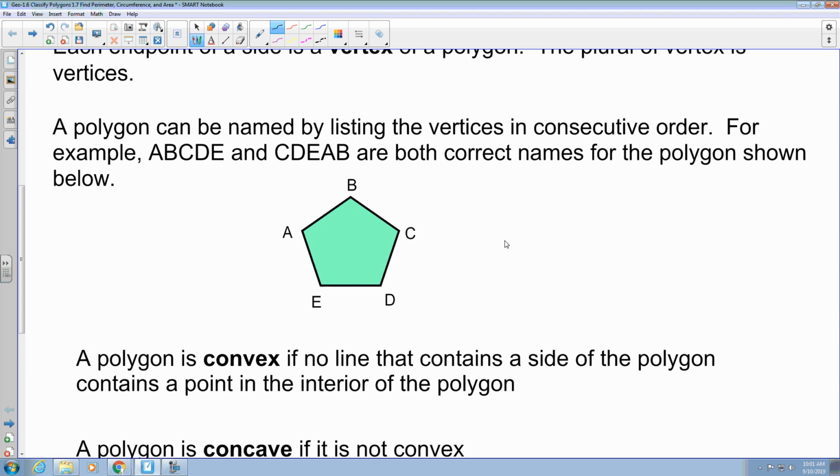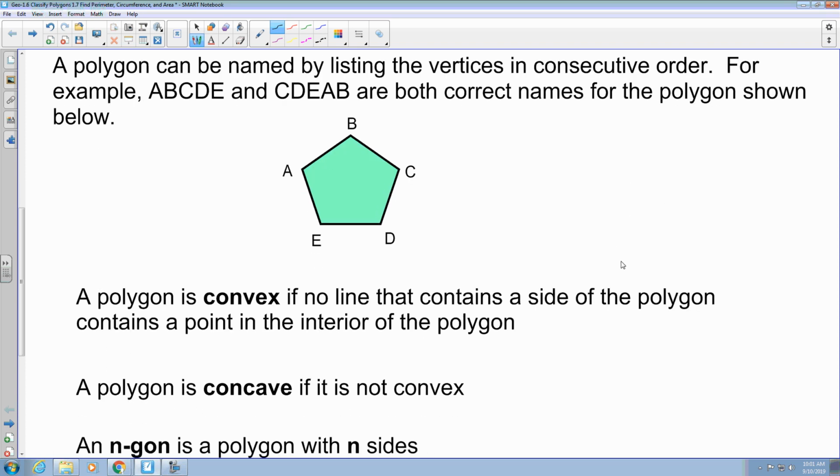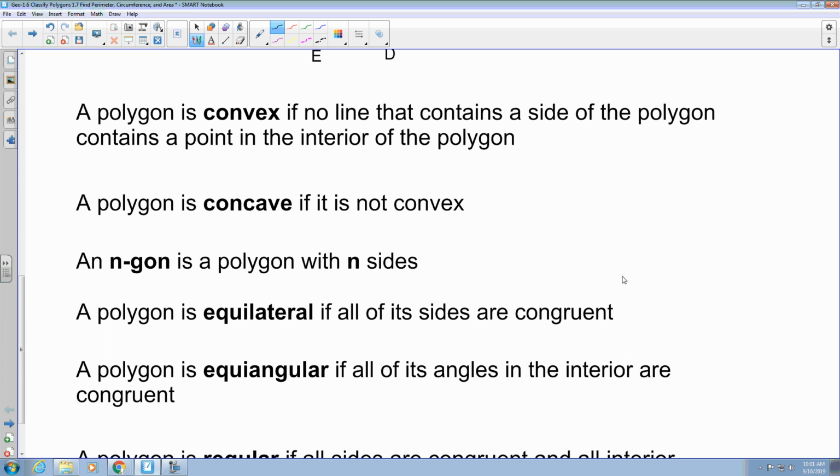It says a polygon can be named by listing the vertices in consecutive order. So for example, this is a pentagon, a five-sided figure. You could say pentagon A, B, C, D, E, or you could change up the order: C, D, E, A, B. Both are correct for naming the polygon below. There are two types of polygons. The first one is a convex polygon. The other is concave. So we've got convex and we've got concave.